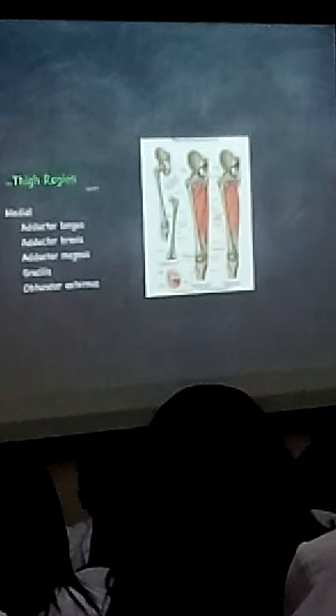So these are your adductors. They basically adduct the thigh, and please take note of this area here. That's the adductor hiatus. It's right above the adductor tubercle. From there, the femoral artery goes through distally and goes posteriorly. From that point, the femoral artery becomes the popliteal artery.